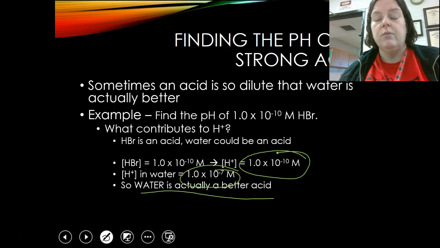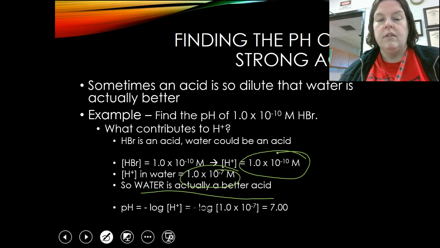So in really dilute situations, water could be greater, so we know the pH is 7 because we're always going to take the one that shows more acidic character. If we took 1 times 10 to the negative 10th, we'd get a basic pH, and that's not what we want. Water is going to contribute there.